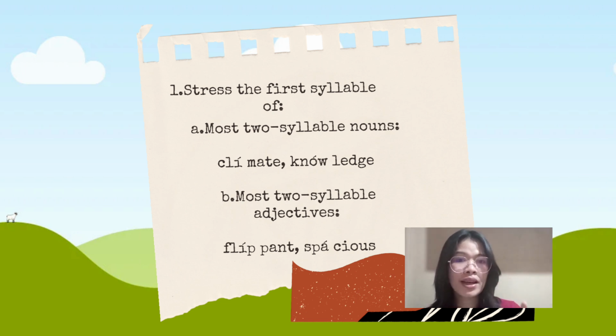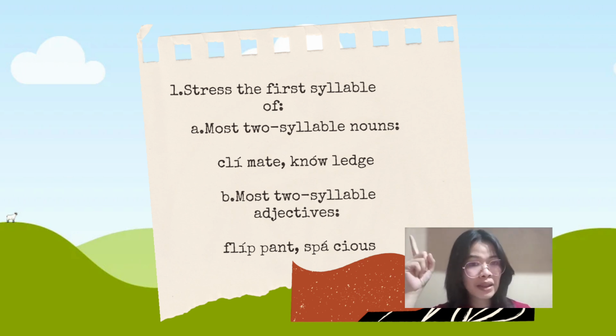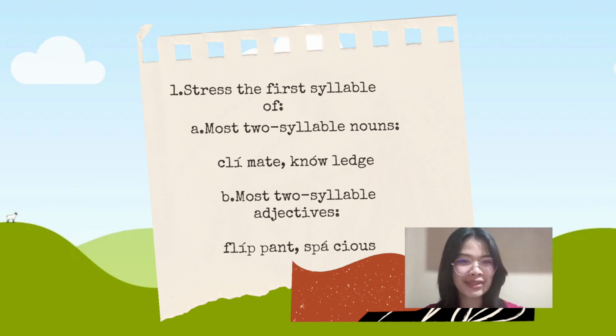Rule number one: stress the first syllable of the disyllabic word in most two-syllable nouns and most two-syllable adjectives. For nouns, we have climate and knowledge. The stress is on the first syllable. And for adjectives, we have flip front and spacious. So that is the stress marking of our first rule.